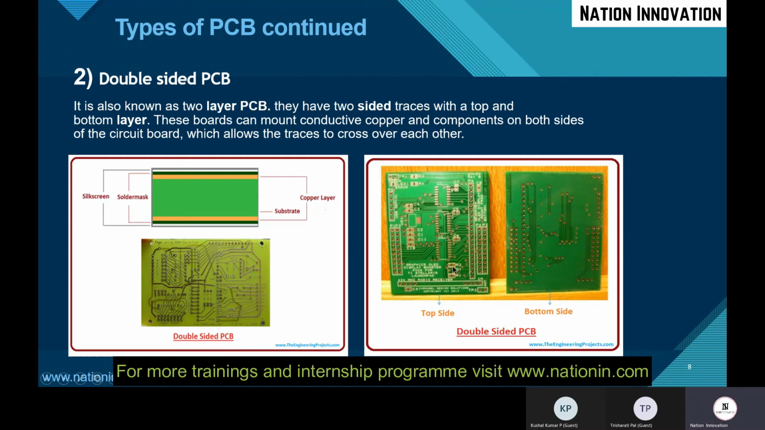You can see this is the top side view of this double sided PCB and this is the bottom side view. You can place the components on both these sides, hence the size will reduce, but the cost will increase automatically, because the copper layer you will be using here will be somewhat more as compared to single layer PCBs.